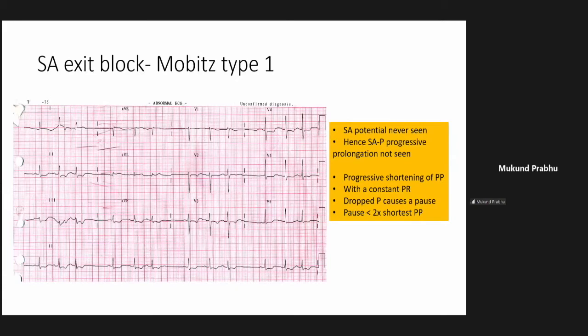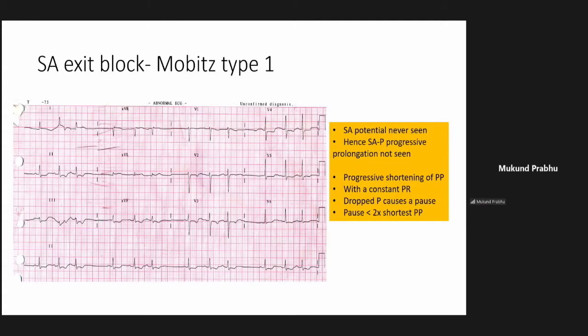Coming to a more complex and luckily very, very rare scenario, like Mobitz type 1 SA exit block. Unless we have familiarized ourselves with this pattern, it's more likely that we tend to miss this diagnosis because the SA node potential cannot be seen in the ECG. Similar to the PR interval in AV node conduction, the SA to P interval is not visible. We cannot see it in the ECG, and hence the cause of confusion.